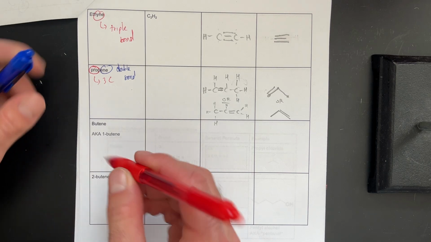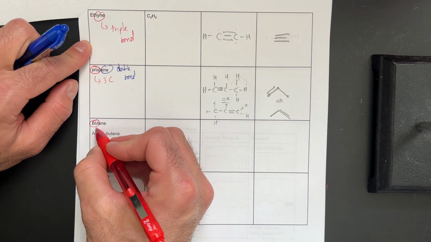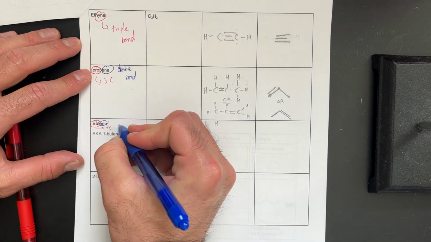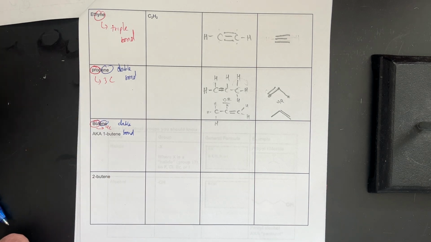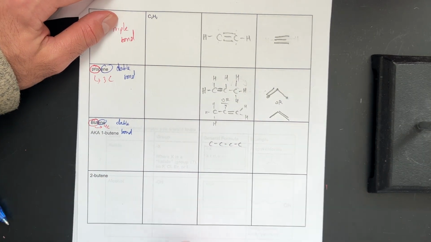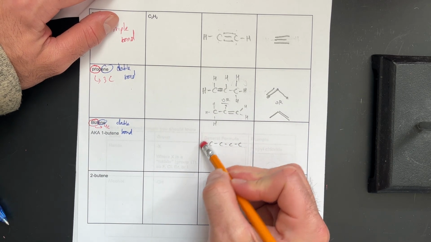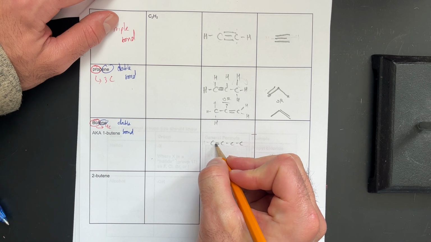Let's keep going. Butene, meth, eth, prop, but. That's 4 carbons. Ene, again, that means double bond. And so here, 1, 2, 3, 4. And, oh, sorry, before I put on the hydrogens, I need to put on the ene, and so I need to put on the double bond. And so I'm going to put that here.